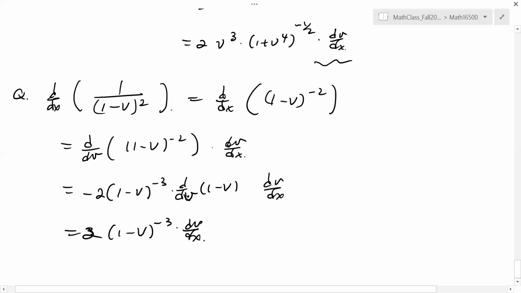Yeah. So this is a good example. Sometimes you don't even need to mention the intermediate variable. So it's up to you. After you practice enough, then you probably can skip that part. You don't need to really mention the intermediate variable.